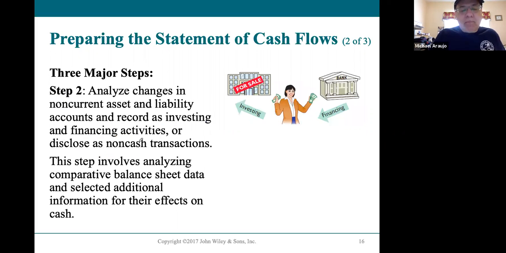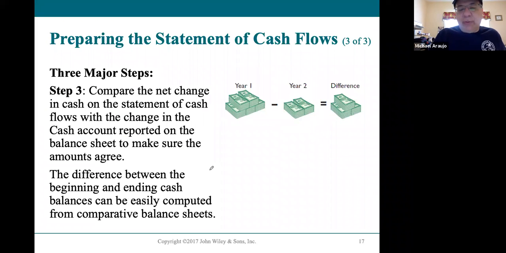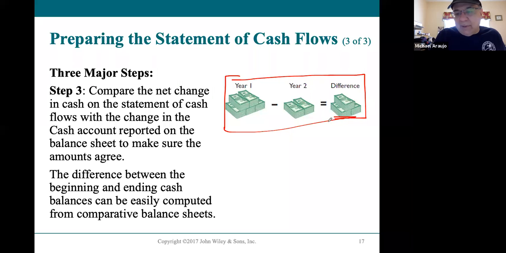The second step is looking at changes in the asset and liability accounts and seeing if there are any financing activities or non-cash transactions that we need to take a look at, because that's also important in preparing the statement of cash flow. The third thing is we're going to look at the changes in cash from the first year to the second year, because ultimately when we're done with our cash flow statement, we'll explain that difference.